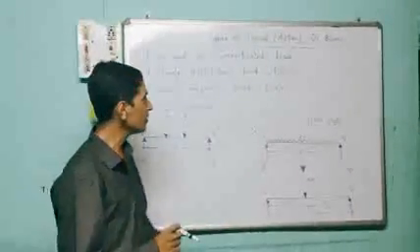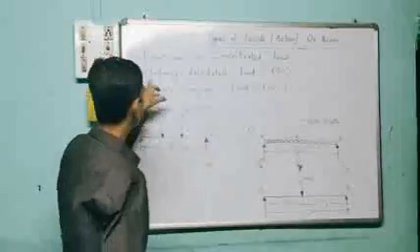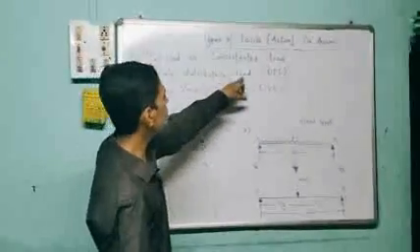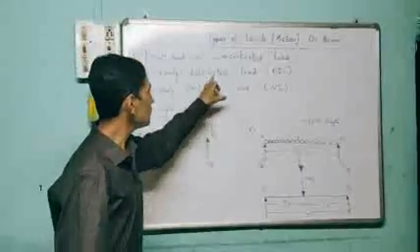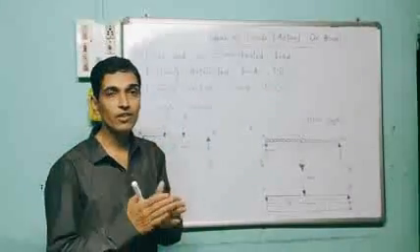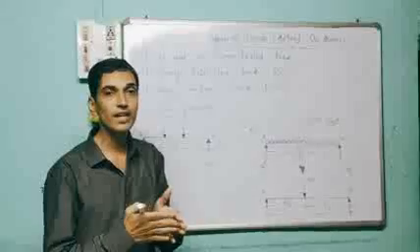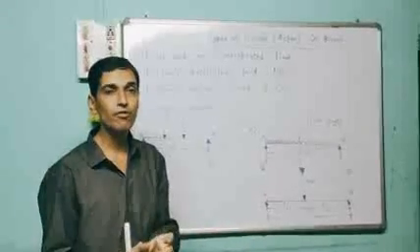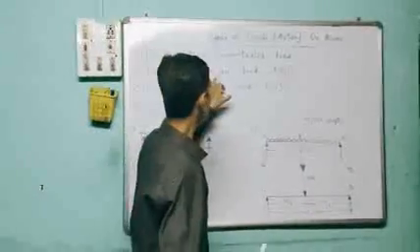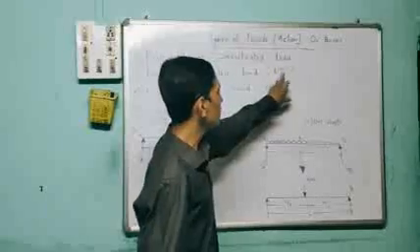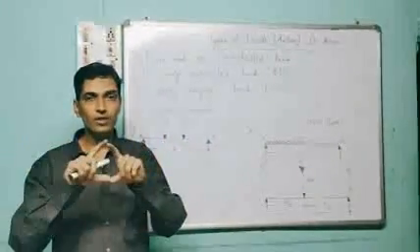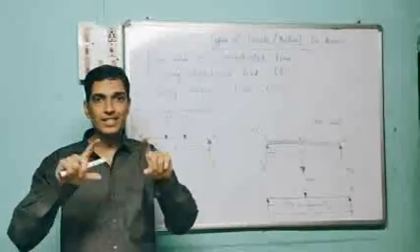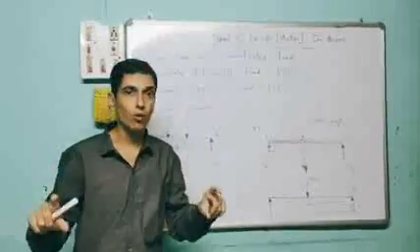In a similar way, the second type of load applied on the beam is uniformly distributed load. What is the definition of uniformly distributed load? The load which is uniformly distributed on a certain length of a beam or on the entire length of a beam is known as uniformly distributed load. And this UDL always acts like a rectangular load or a member load.